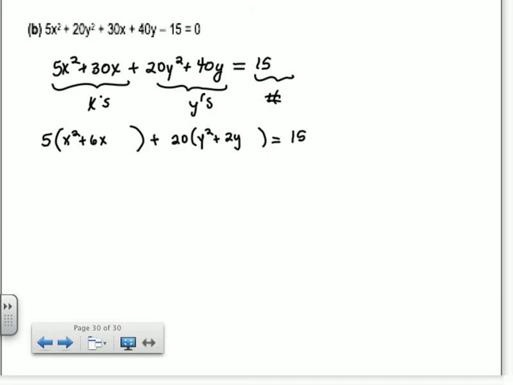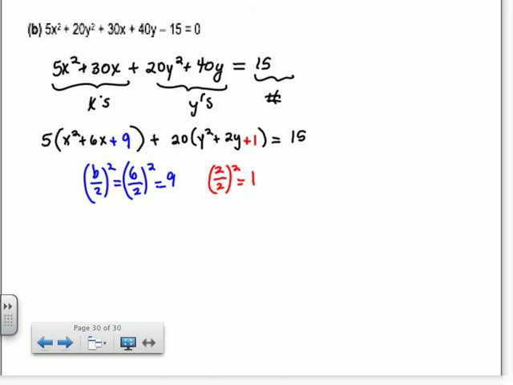Okay, now we're going to complete the square. So now when I do my b over 2 squared, I get 6 divided by 2 squared, which is 3 squared, so it's 9. That means 9 goes right in there. For the other one, I'm going to do 2 divided by 2 squared. So I get 1 squared, which is 1. So that means 1 goes in there.